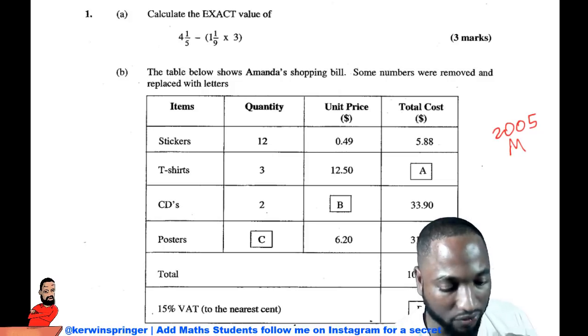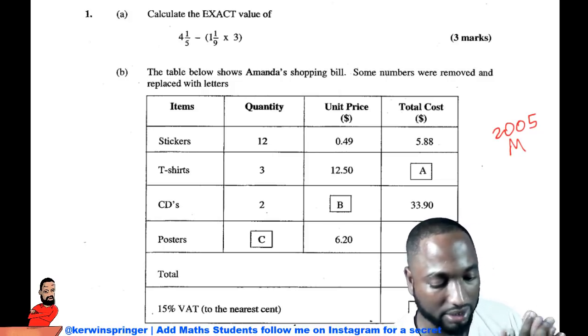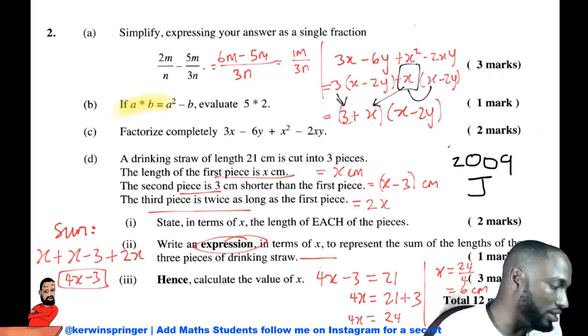Where did the 21 come from? They said that's the total length. That's the total length. The 21 comes from here.